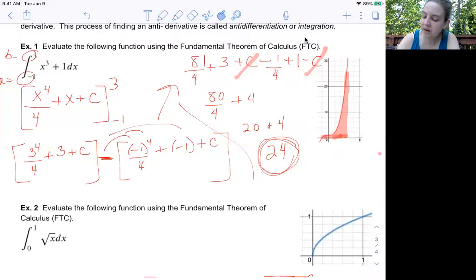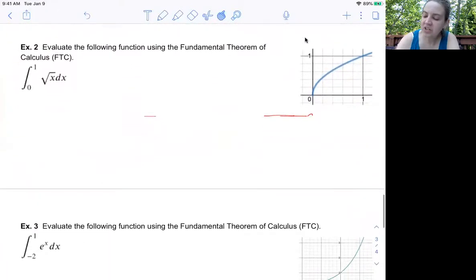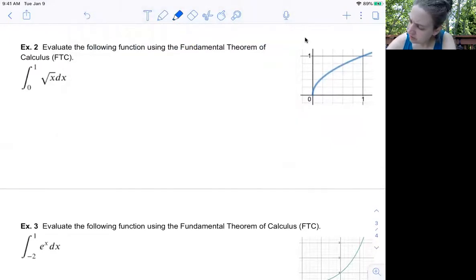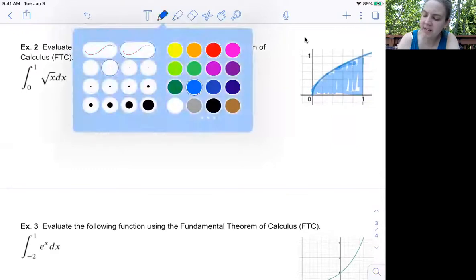So let's try another one. Evaluate the following function using the fundamental theorem of calculus. So I've got the square root of x. Square root of x I've sketched over here. We are going to graph between 0 and 1. Let me grab my highlighter. So between 0 and 1, that's this area in here. Again, imagine an infinite number of rectangles making all of those up. We're kind of skipping over that step, but that's what's really happening. You have an infinite number of rectangles.